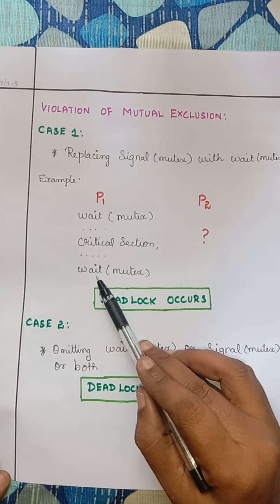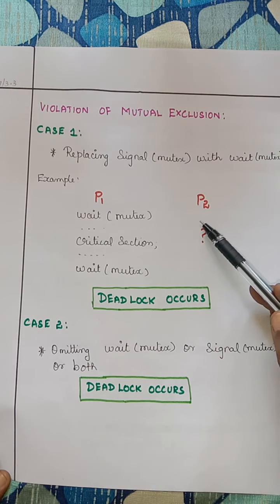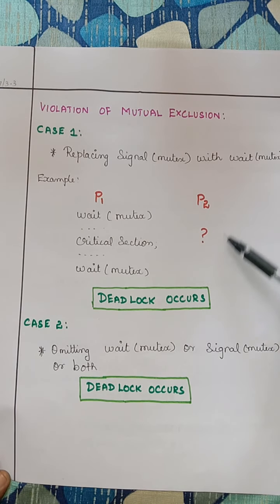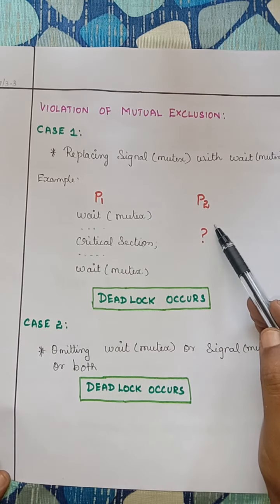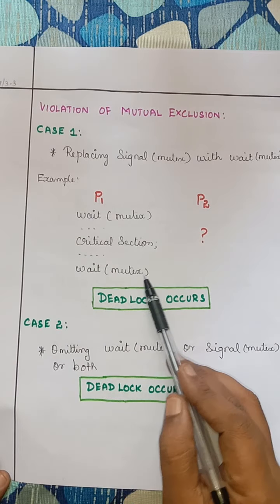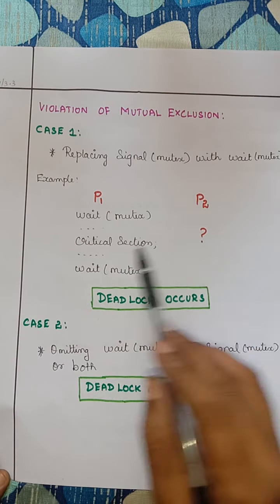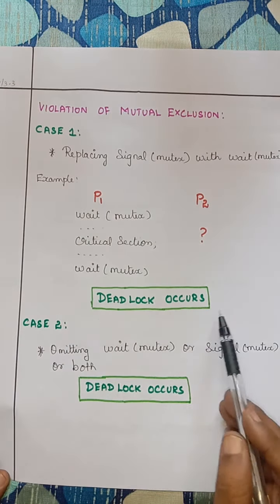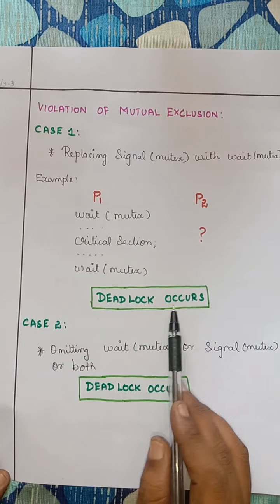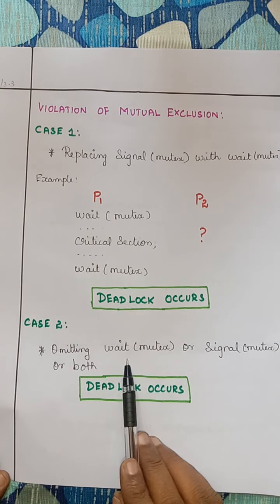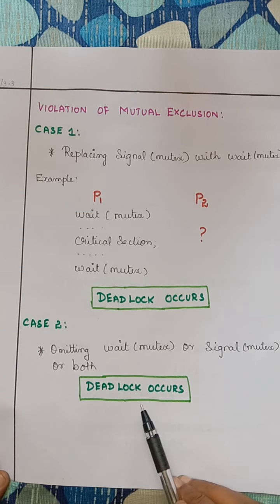What happens now? Program 2 will be waiting for a long time until it receives the signal from P1. But P1 will never give the signal to P2. This leads to the prolonged waiting of P2, and it is called deadlock. This prolonged waiting is called deadlock. In case 2, omitting wait or signal or both leads to deadlock.